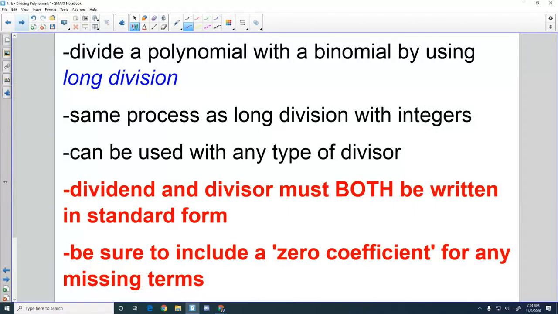What about when there's more than one term in the denominator, right? Like if you're dividing by 2x minus 3. Well, you can't just simplify because there are multiple pieces there. So we get to use something called long division.